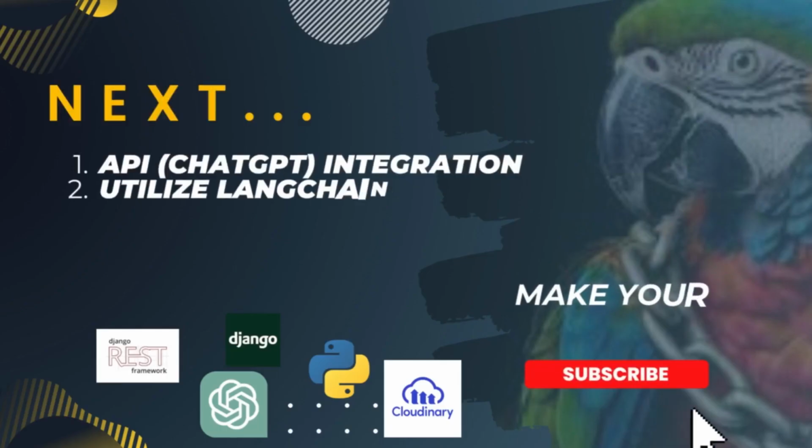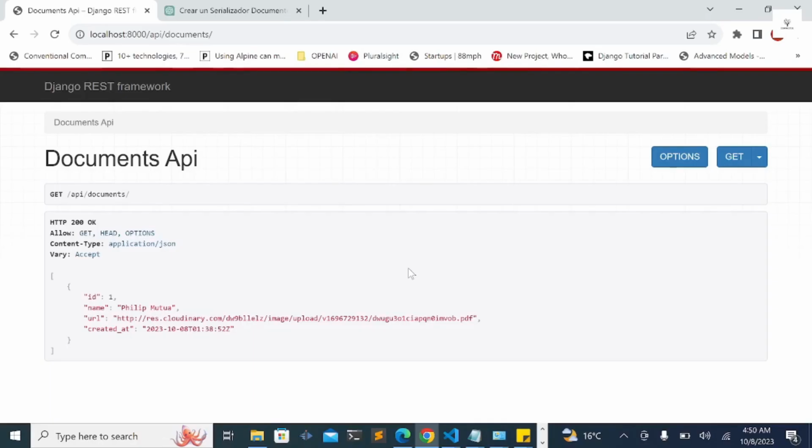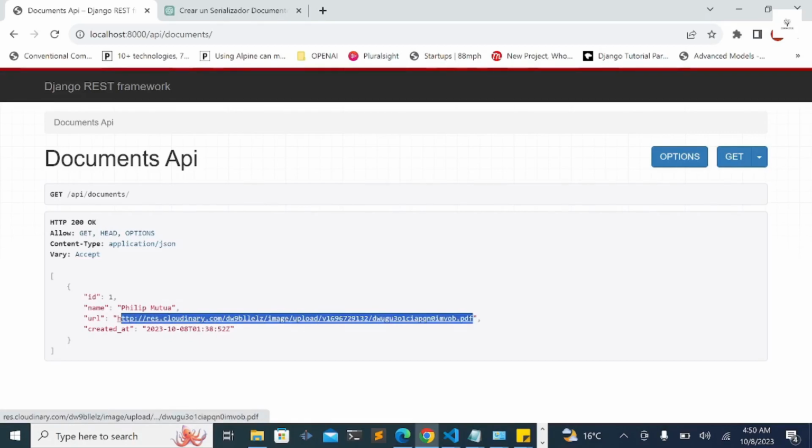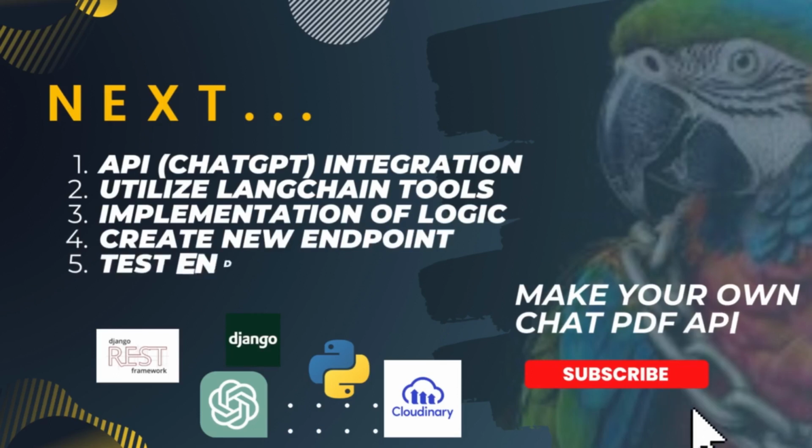I think that's it for now. I'll continue with now integrating this with LangChain. We can see now we have uploaded the document. It has been uploaded in the Cloudinary cloud. So we are able to access this document wherever we want to access it. So in the next video, I'm going to show you how we can integrate all of that.